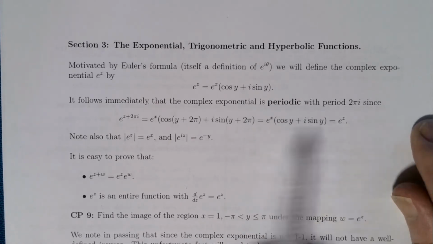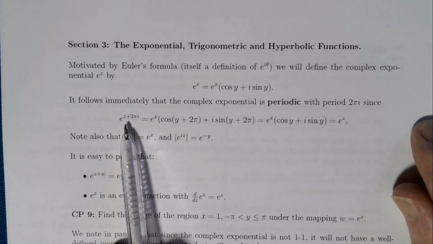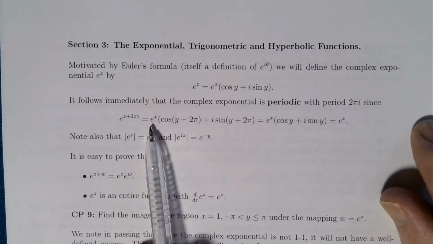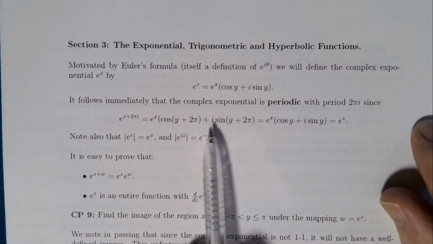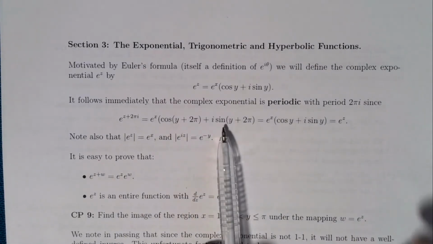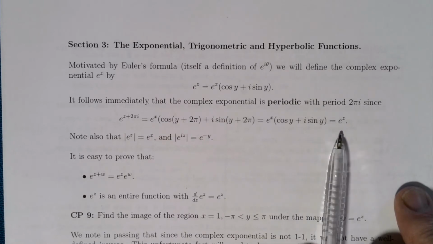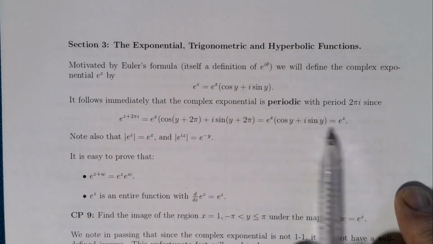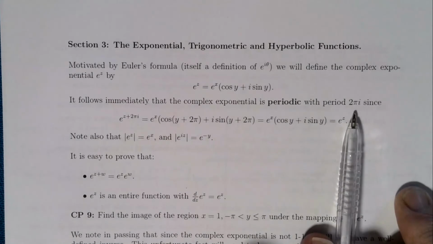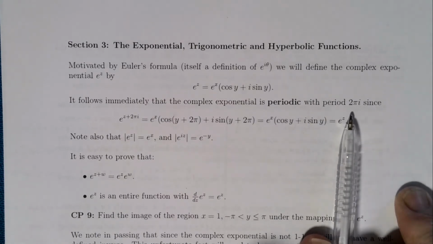Since if you replace z with z plus 2 pi i, and you simply apply the definition here, then I get e to the x times cos of (y plus 2 pi) plus i sin of (y plus 2 pi), and because the trig functions are periodic, period 2 pi gets me back to here, and that's my e to the z. Now that immediately is a very, very interesting fact, that the complex exponential is periodic, but the period is a complex number, it's 2 pi i.